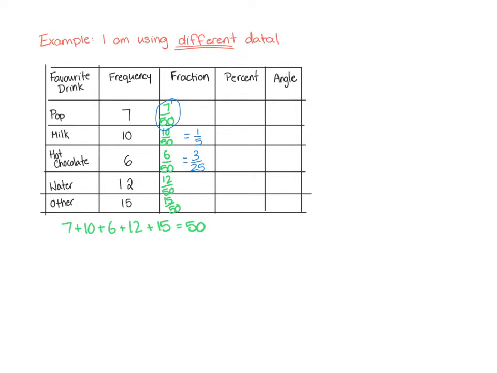To calculate the percentages, we actually have been given very nice numbers with this being out of 50, right? Because a percent is out of 100, so we know that to get from 50 to 100, we need to multiply by 2. So that will give us 14% for our first number.